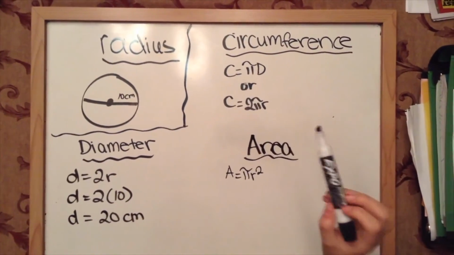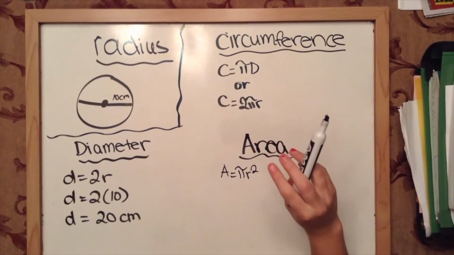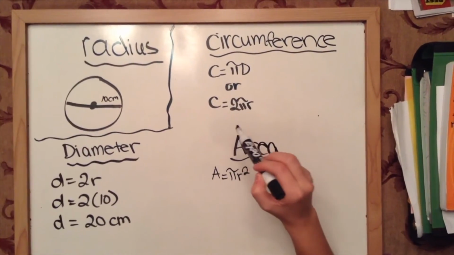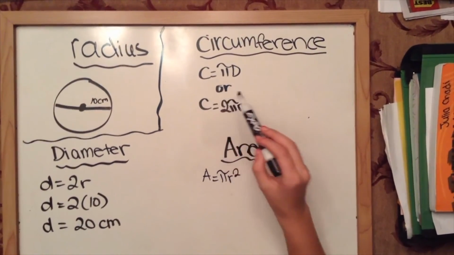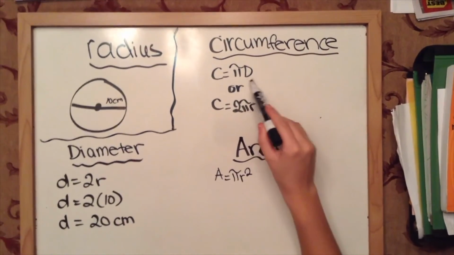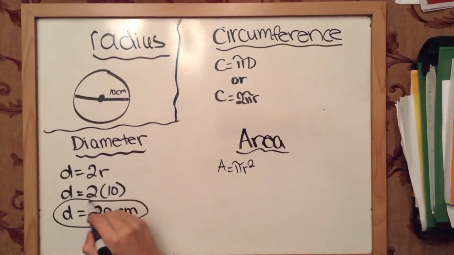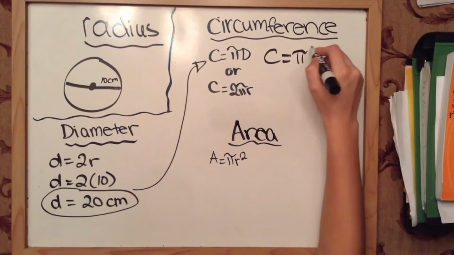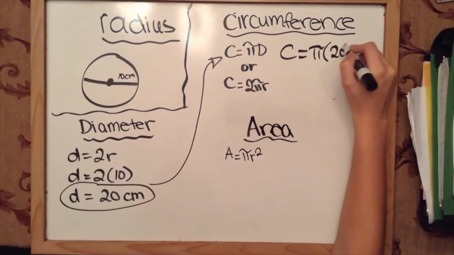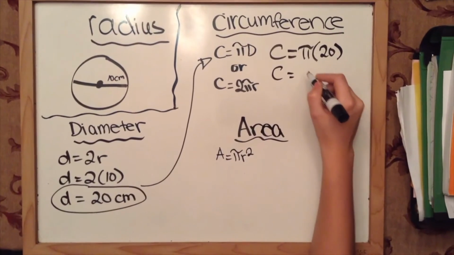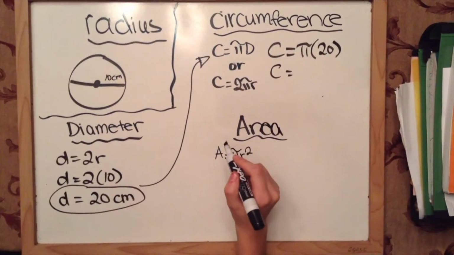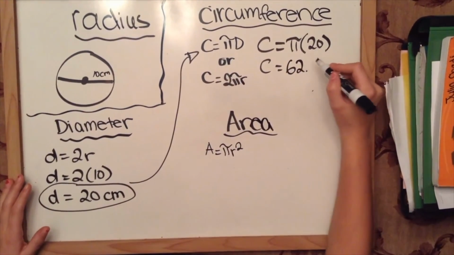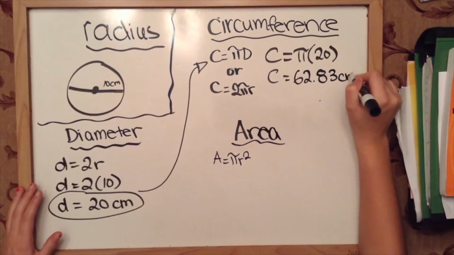Now you want to find the circumference. There are two formulas for circumference. There's C equals pi d or C equals 2 pi r. But we're going to use C equals pi d. So we're going to replace the d with the diameter that we found. C equals pi times 20, which equals 62.83 centimeters. So that's your circumference.